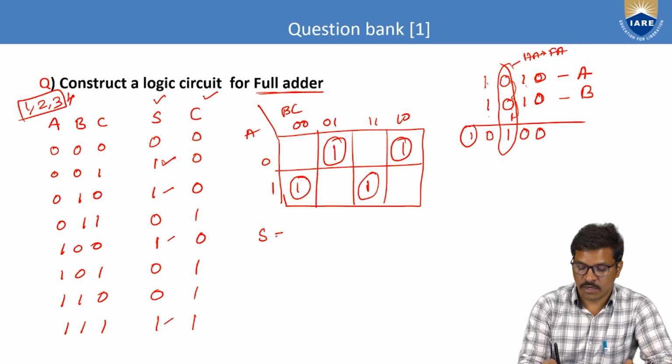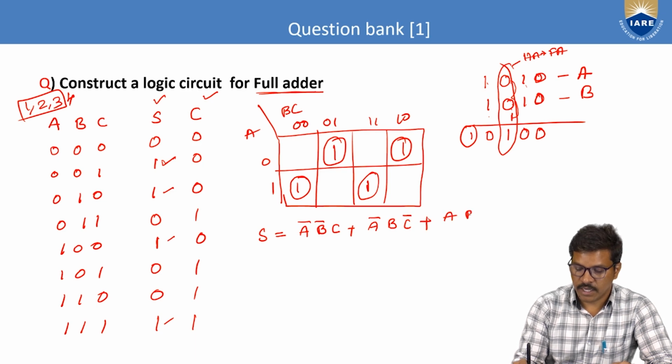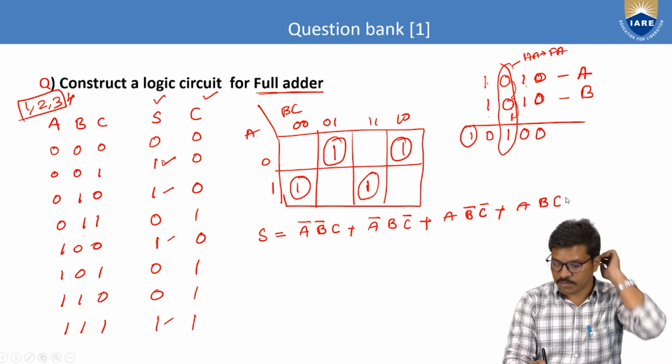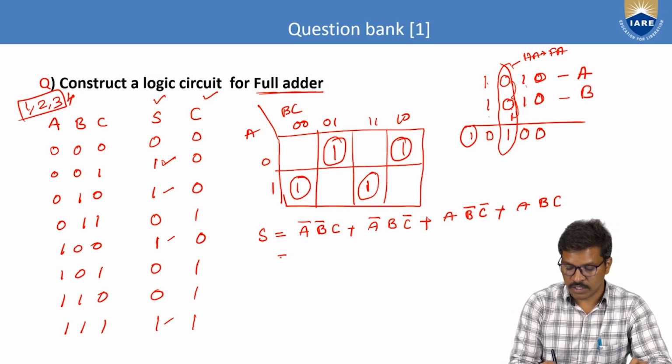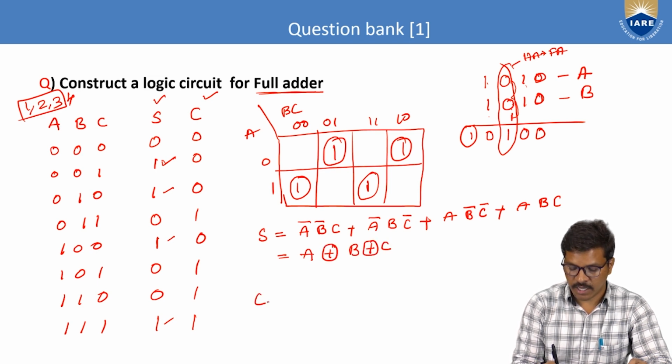So S is equal to A bar B bar C plus A bar B C bar plus A B bar C bar plus A B C. From this expression, this is simply A XOR B XOR C, and for carry from this we will get AB plus BC plus CA.